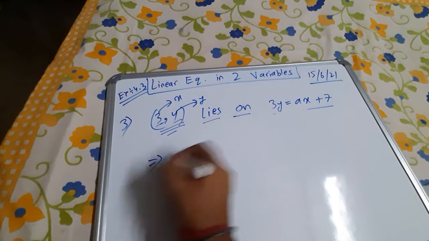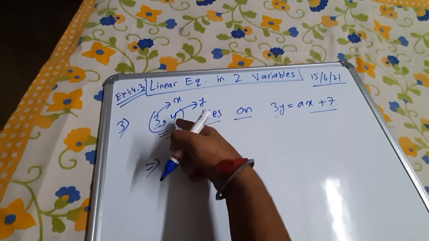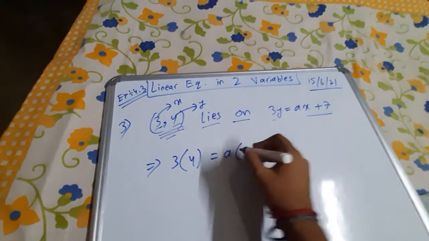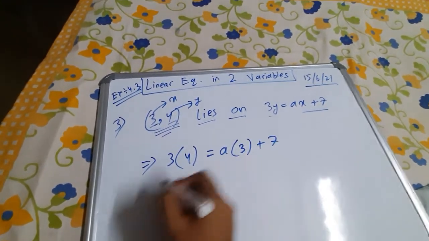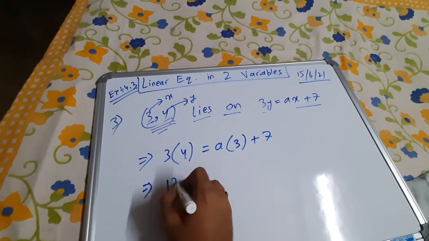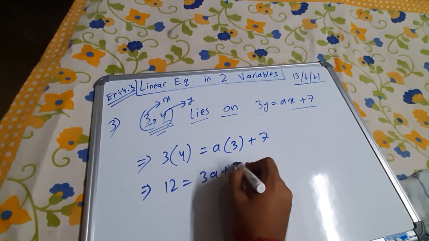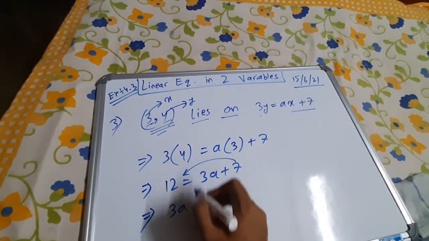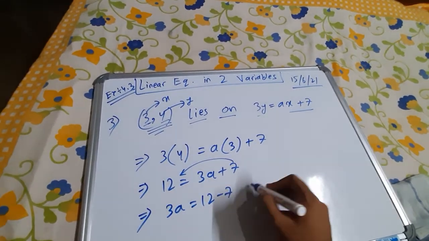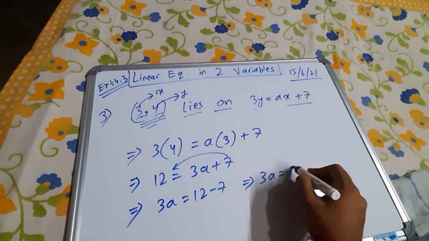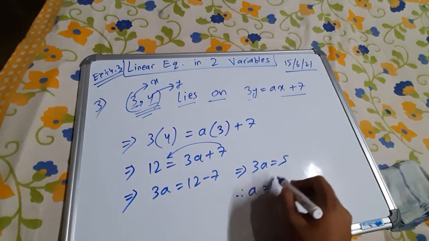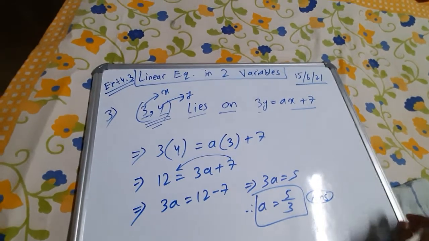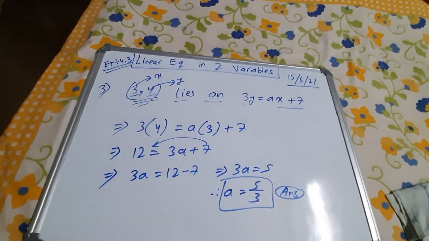Let's do it. So 3 into the y value, y value is 4, so I will put 4, equal to a, x value is 3, plus 7. Now as you can see, 3 4s are 12 equal to 3a plus 7. Next, this 7 will come over here, so it becomes 12 minus 7. So you will get 3a equal to 5, and therefore a equal to 5 by 3. Simple answer, this will be your answer. Very simple sum, just a 2 mark sum you can say.